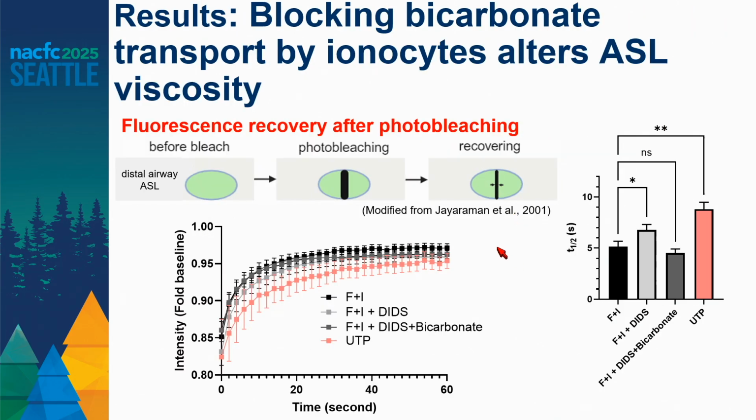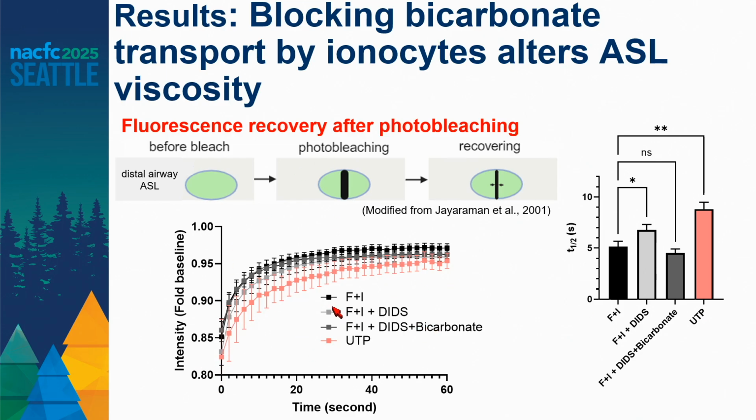So then we move on to a functional study of the distal airway. What we do is we collect airway surface liquid from the distal airway. We loaded the ASL with FITC dextran, and we photobleach a region of the ASL. After the photobleaching, there's a recovery period because the mucin tries to go back to the place where it has been bleached out. And this recovery process indicates how viscous the ASL is. Here is the recovery curve.